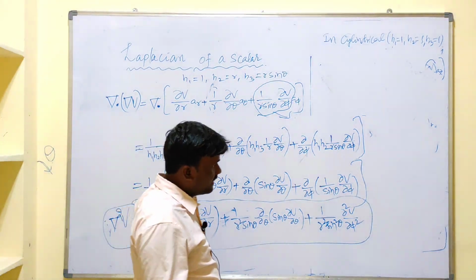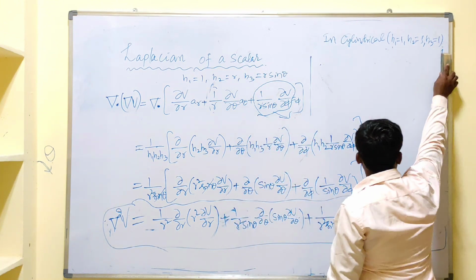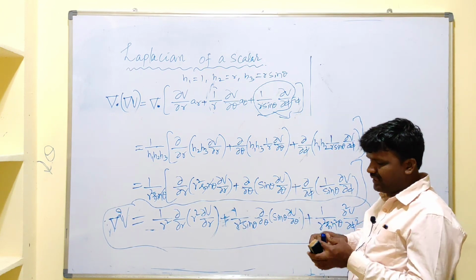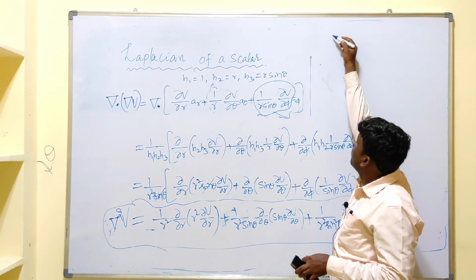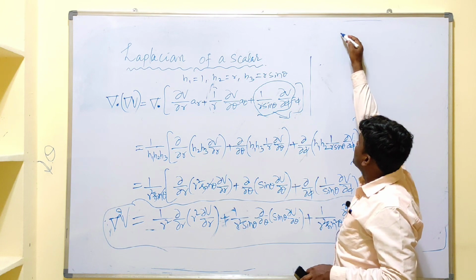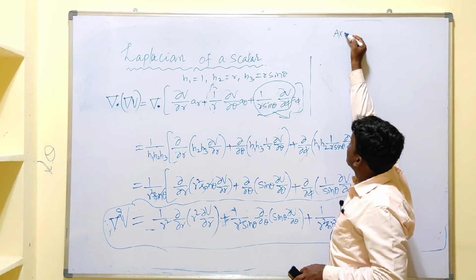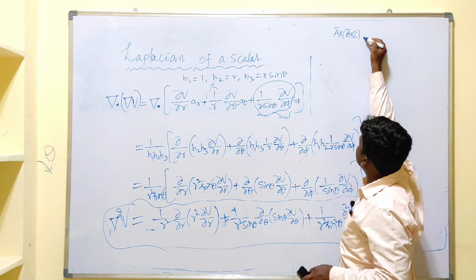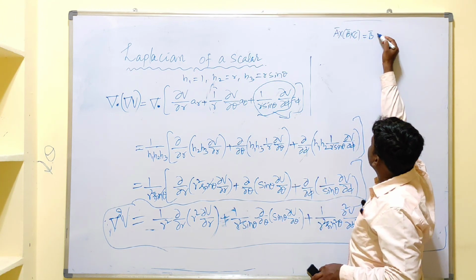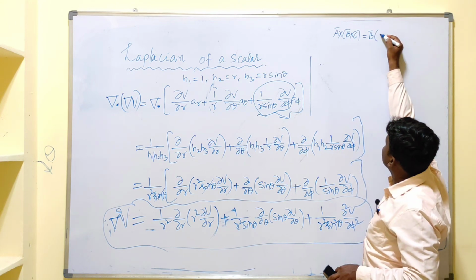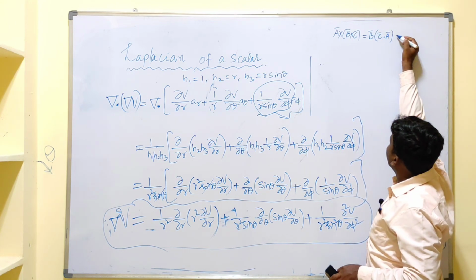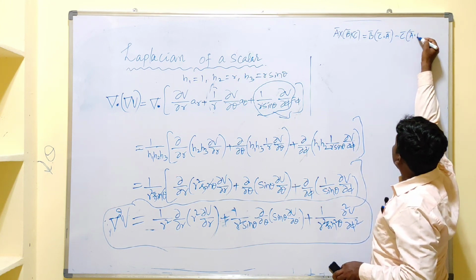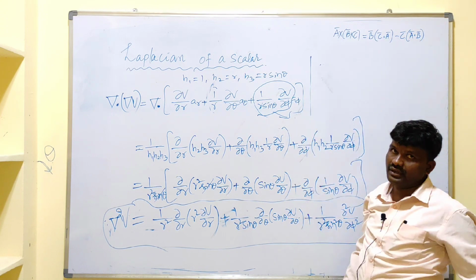Of course, we can define a Laplacian operator for the vector also. It is very simple. You need to know only one thing, that is the triple product. Here we have what? A bar cross B bar cross C bar. A bar cross B bar cross C bar is nothing but what? B bar into C bar dot A bar minus C bar A bar dot B bar. Already we discussed this in the vector triple product.